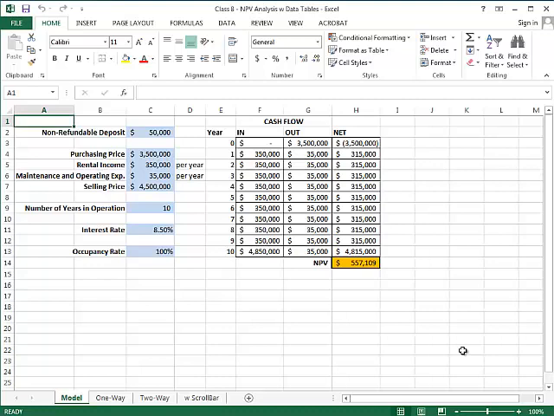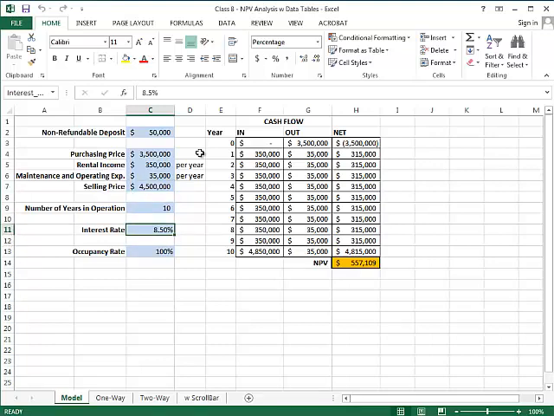So let's start with the NPV analysis example. This is the model that we had created several weeks ago. First, go over the model and remind yourself what we did. To give you a quick overview, we were looking at purchasing a building. The purchasing price was $3.5 million. We expected to operate the building for 10 years. In those 10 years, we were going to have some rental income, some maintenance and operating expenses. At the end of the 10 years, we expect to sell the building for $4.5 million.